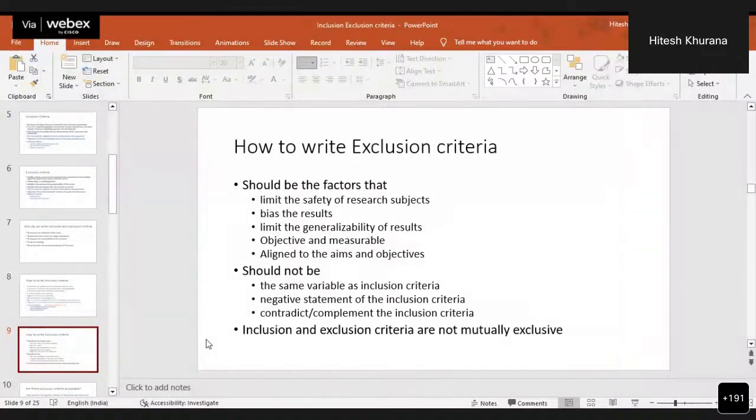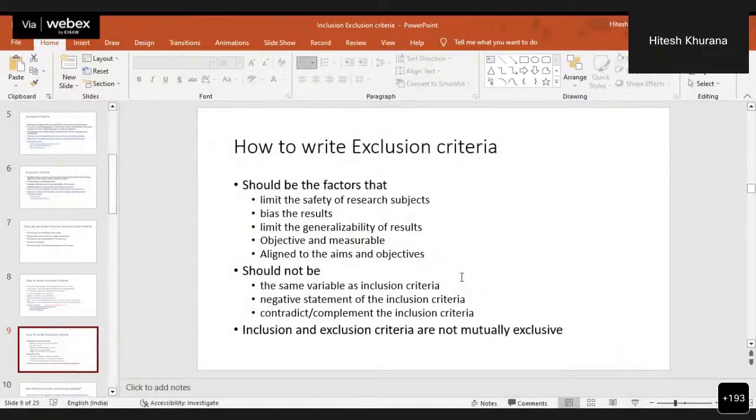Needless to say, as for the inclusion criteria, exclusion criteria also need to be objective and measurable, and these need to be aligned to the objectives. We have to take exclusion criteria also as the variables, or those variables which we are totally excluding. Just like, supposing we are taking male persons, we cannot write here that female persons are excluded, because these two are the different levels of the same variable which we call gender or sex. So these we cannot have.